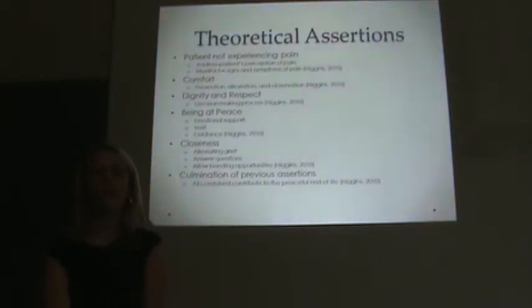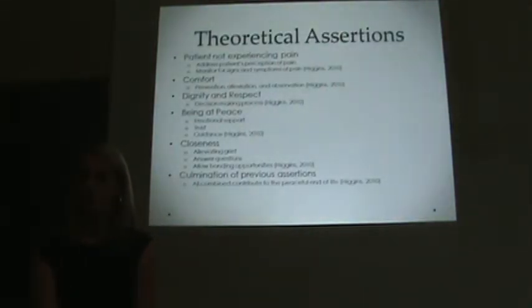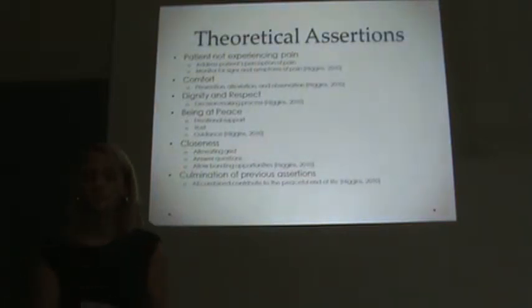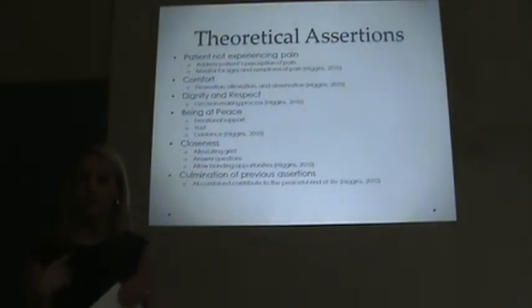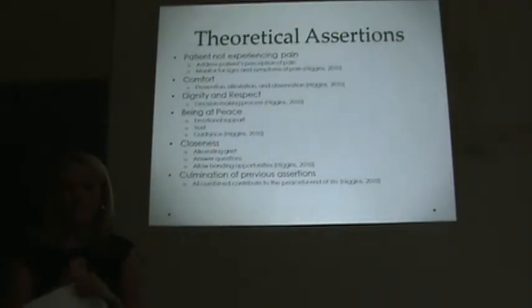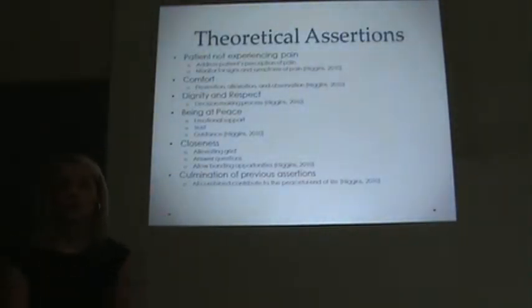The next one is the patient actually being at peace. The nurse tries to offer emotional support, trust, and guidance in these decision-making processes, and giving the patient as much information as they can as far as education and just a companionship in the nurse and being there for the patient. Closeness, again, in alleviating grief and answering questions and allowing bonding opportunities between the patient and the family members to encourage the family member to be there for the patient.